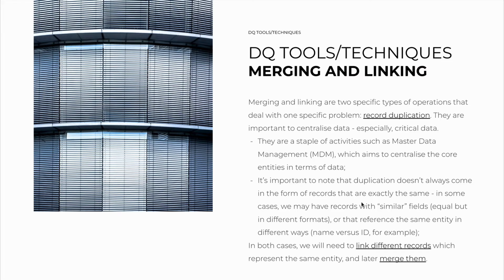So both types can occur. You may have perfect duplicates, if you will, or just similar ones. And in both cases, there are usually two stages. The first is to link different records to the same entity, and later merging those records.